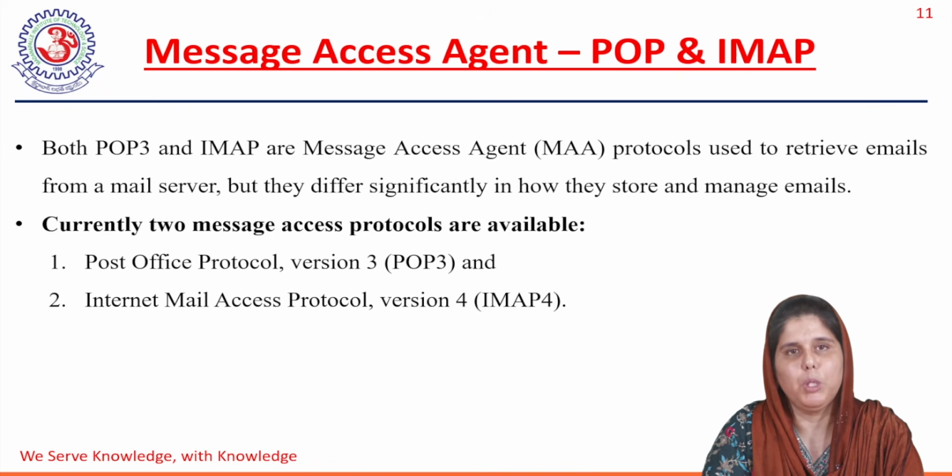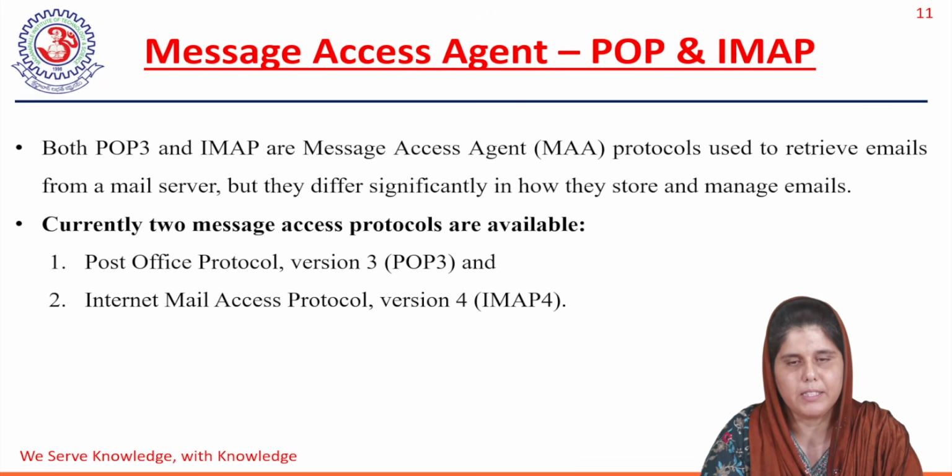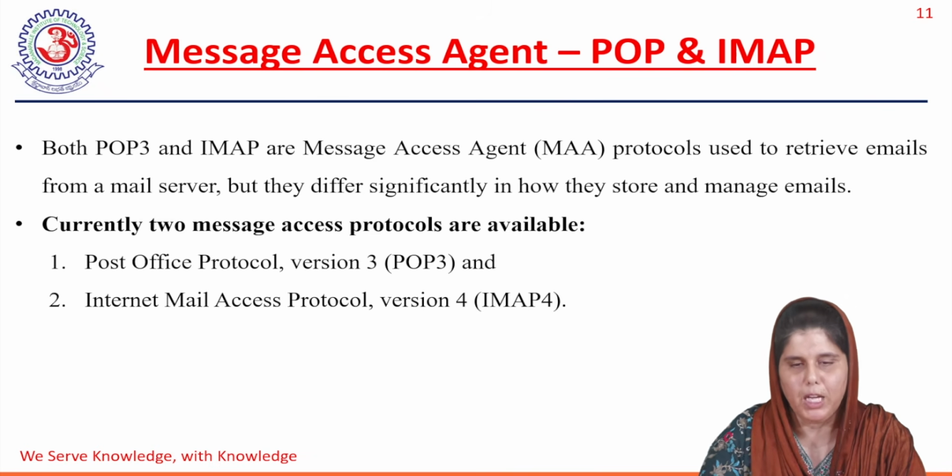Next, message access agent protocols, POP and IMAP. Both POP and IMAP are message access agent protocols used to retrieve mails from a mail server, but they differ significantly in how they store and manage mails. Currently we are using two message access protocols, Post Office Protocol and Internet Mail Access Protocol. I will tell you the difference between these two, because both are message access agent protocols, but where we are going to use POP and where we are going to use IMAP, I will explain in the upcoming part.